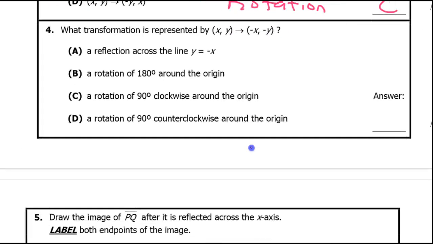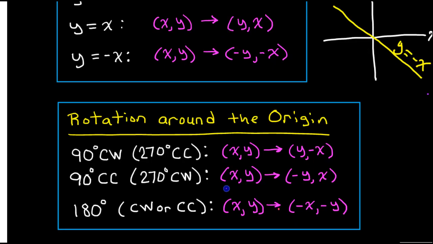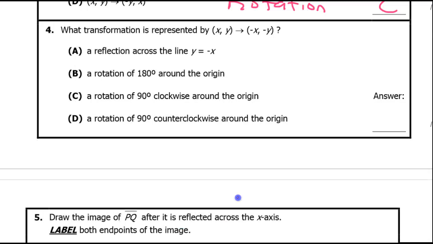Okay, now let's look at problem number 4. Well, this is just straightforward memorization. We have opposite of x, opposite of y. We've memorized this chart, and we see opposite of x, opposite of y right here. That is a 180-degree rotation around the origin. So that is B.